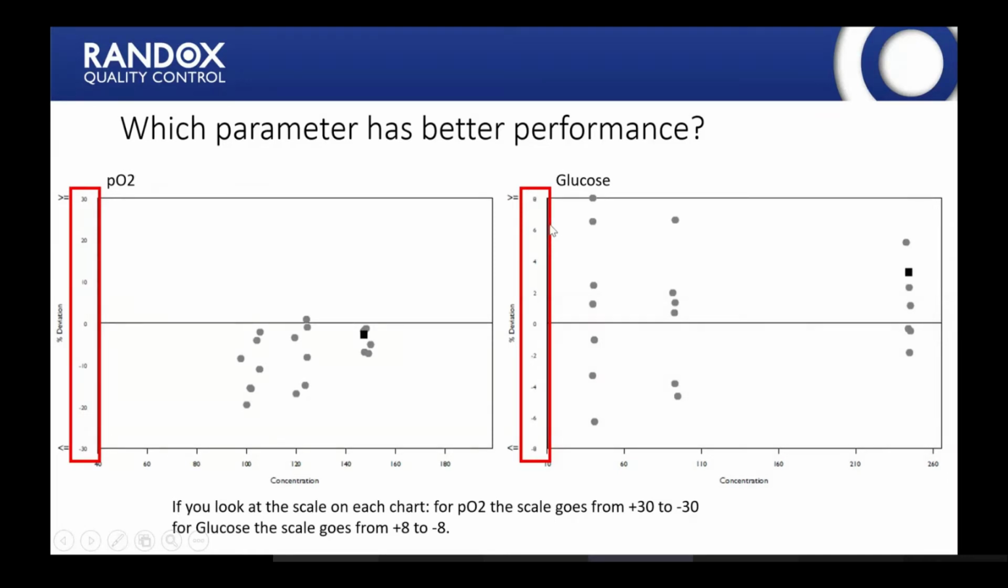So on the percentage deviation by sample chart, we have the red line that indicates our acceptable limits. So the scale on the two percentage deviation charts are the same, but we need to always look at the scale to see which is performing better, because the scale will change from parameter to parameter on the same sample report.